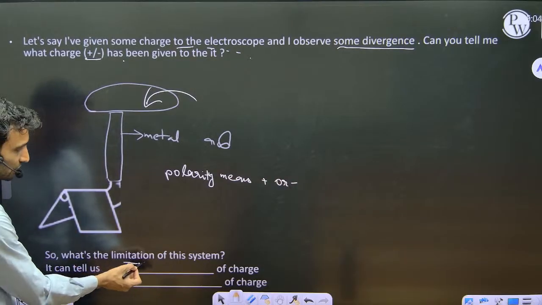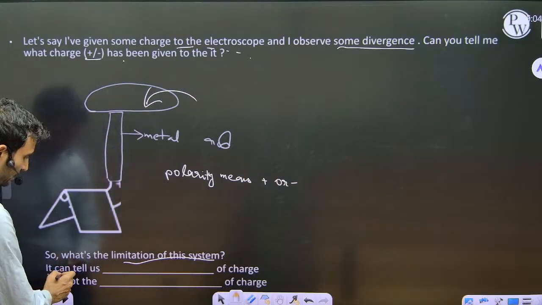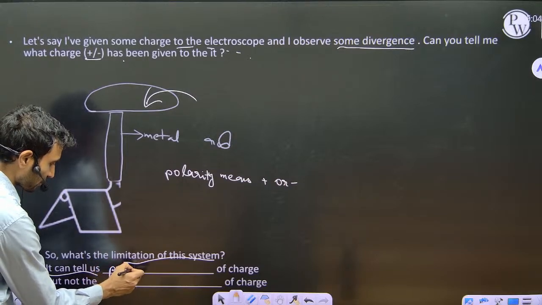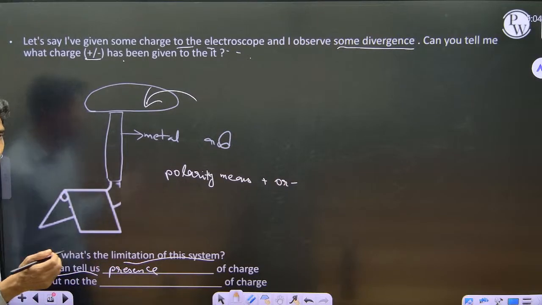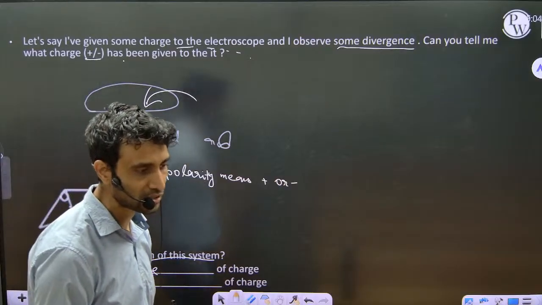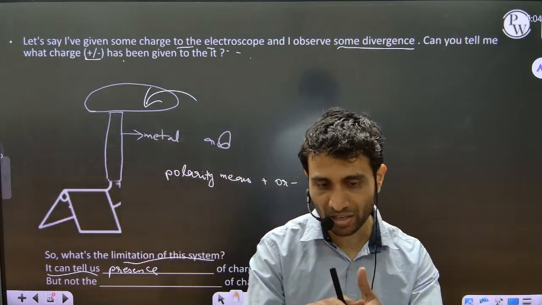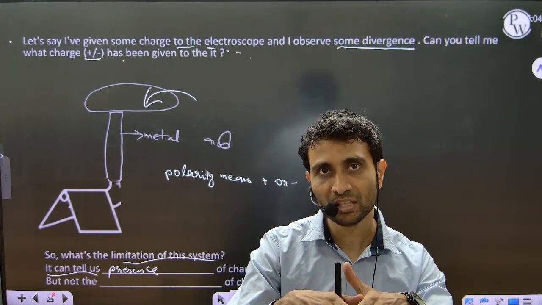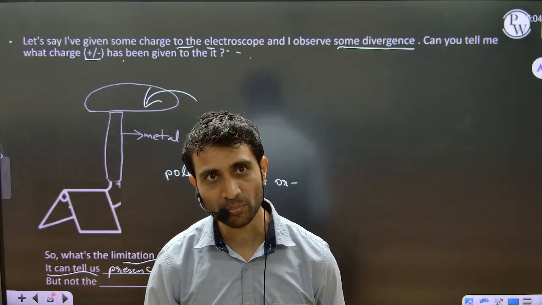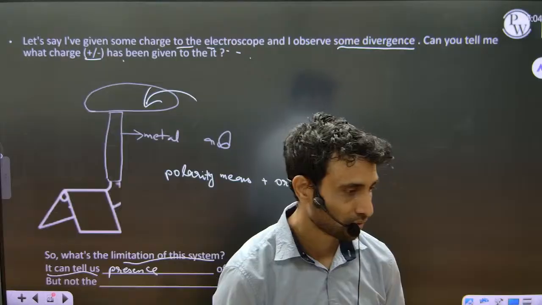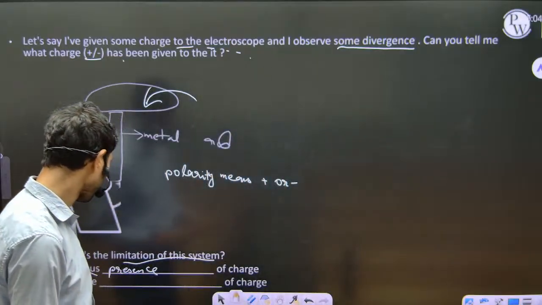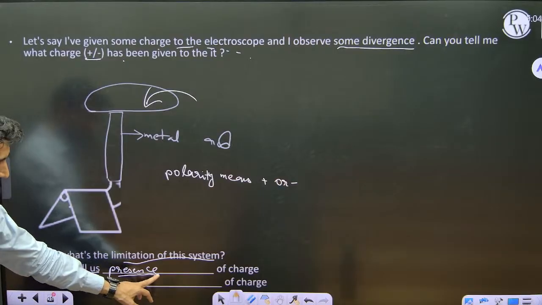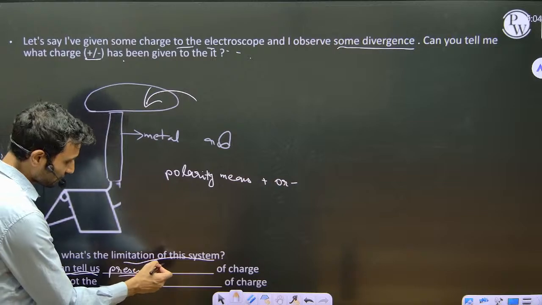So what is the limitation of the system? The limitation is that it can tell us the presence of charge. It can tell me whether the charge is present or not. How can it tell? If there is no charge present, the divergence will not be there. But if divergence is there, that means either I have given it positive charge or I have given it negative charge. So it can tell us the presence or absence of charge.